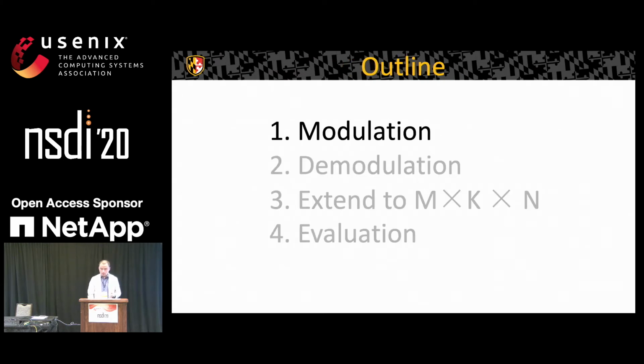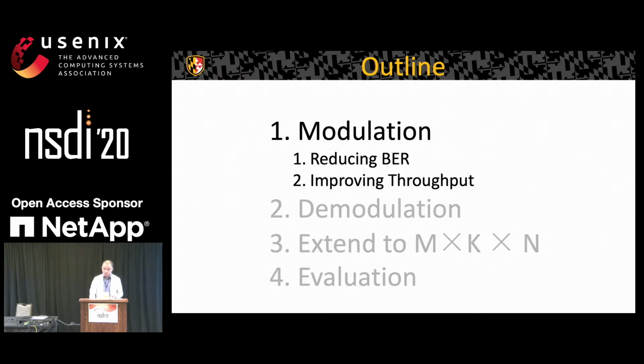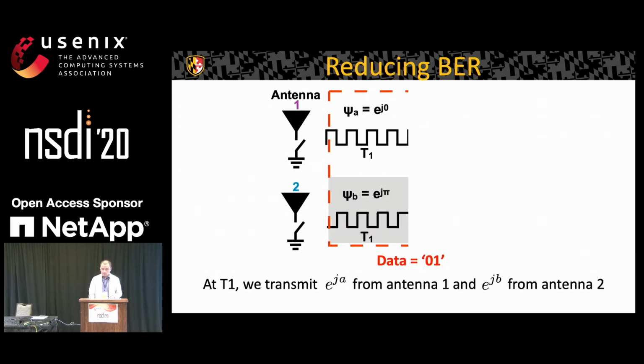Here is the outline of our talk. First, let's focus on the modulation. The modulation has two modes, the reducing bit error rate mode and the improving throughput mode. We first describe the reducing bit error rate mode.